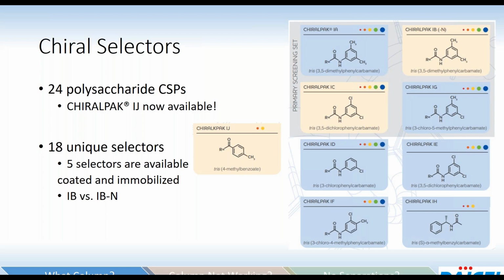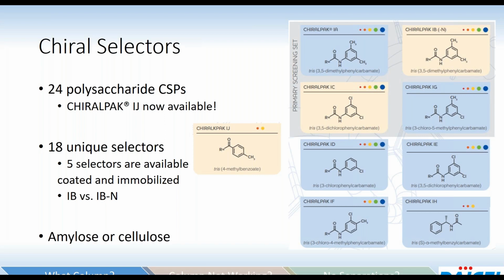For your reference, Chiral Pack IA, shown here, is the immobilized version of Chiral Pack AD. Chiral Pack IB and IBN is the immobilized version of OD. Chiral Pack IF, shown here, is the immobilized version of AZ. IH is the immobilized version of AS, and I mentioned IJ, which is our newest one, that is the immobilized version of OJ.